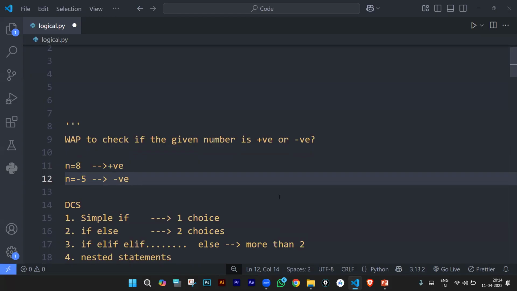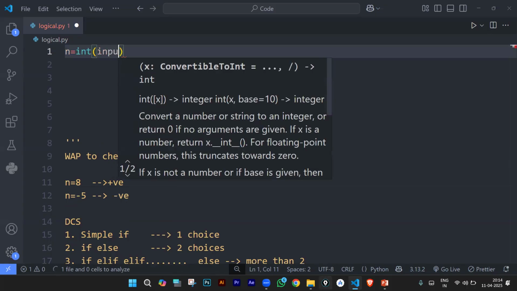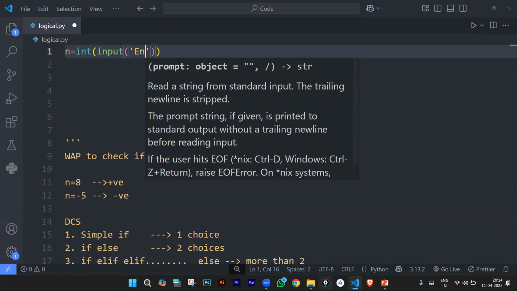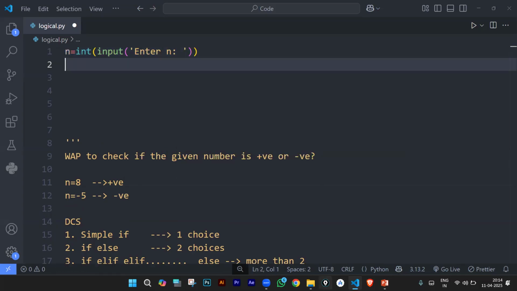Done. Let's see. So let's take the number input. n is equal to int of input. You guys should be very familiar with this by now. So enter n. We are going to take the number n as input.